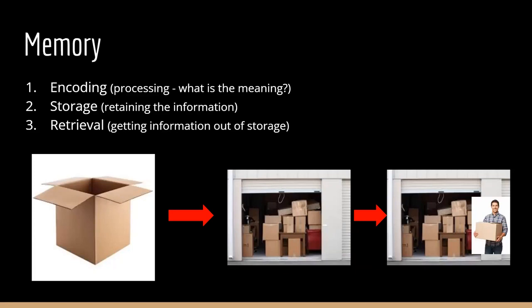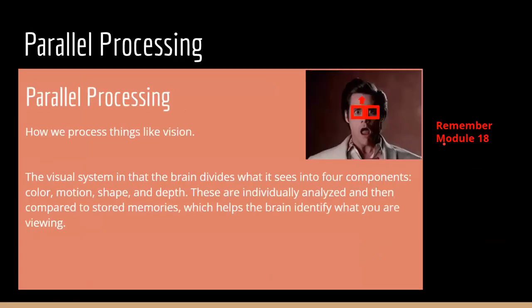The first step is encoding. We're asking, what's the meaning of this thing? That's just processing. For example, pretend the box is the memory. We're interpreting what it is. Then it goes into storage, where we keep the information. And then retrieval. The third step is that we sometimes have to get it out of there. So, what's your phone number? Get that out of there, right? That's the 3 steps.